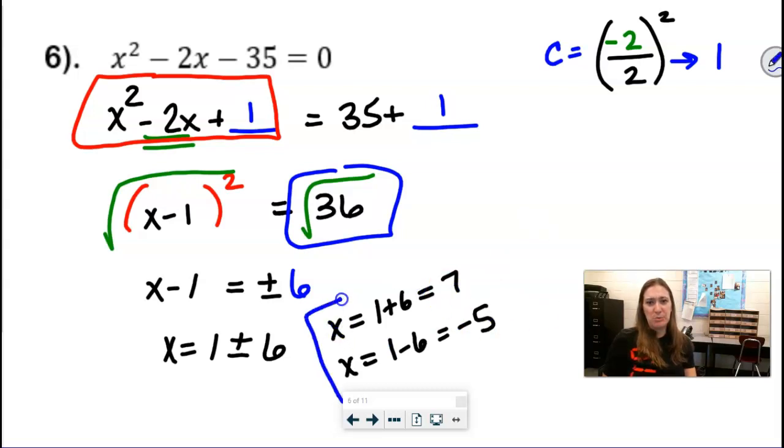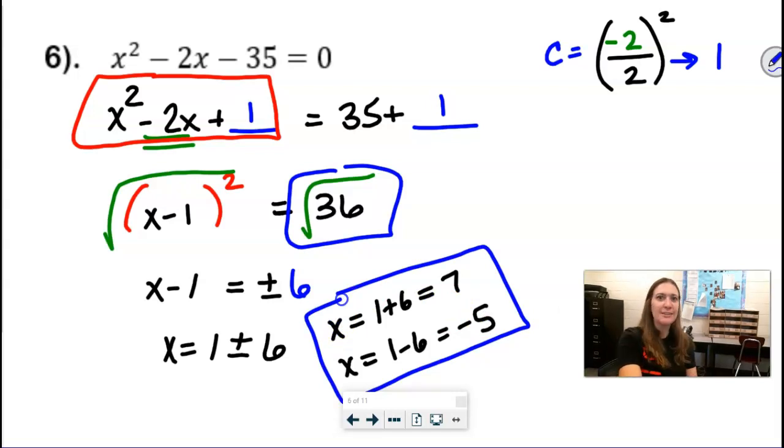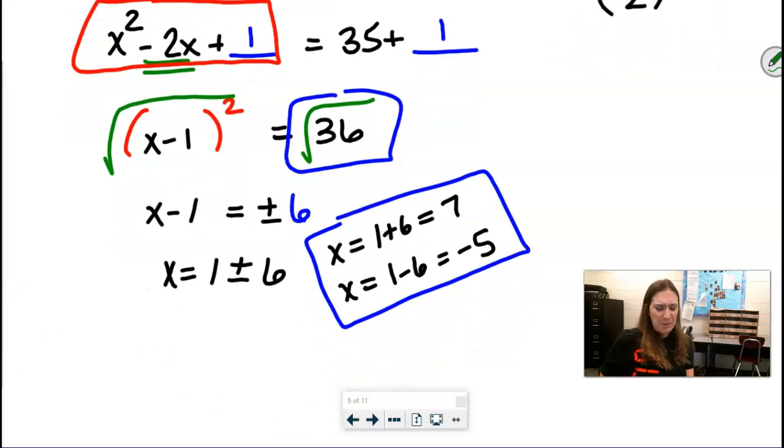I wrote that really stupid. Oh well. Lazy. I'm not kidding. All right, I'm not going to rewrite that. All right, it bothers me to not rewrite that. I just have this vision of this poor child out there who's looking at my notes like, what? What did she do? All right, so x equals 7 and x equals negative 5.